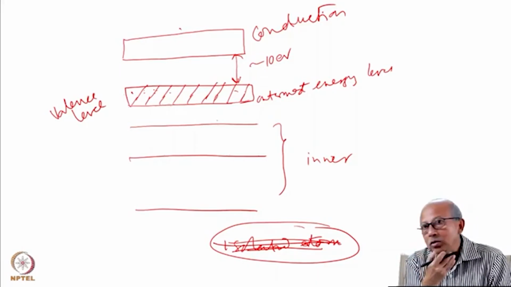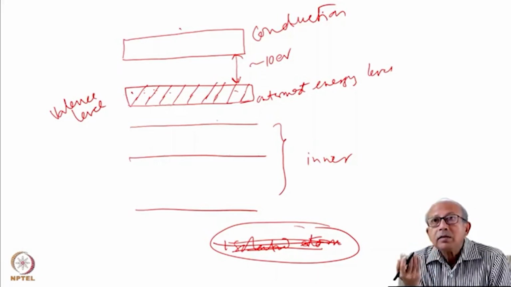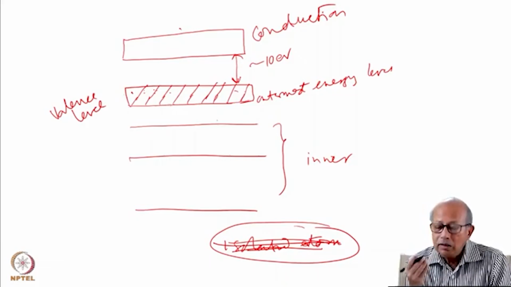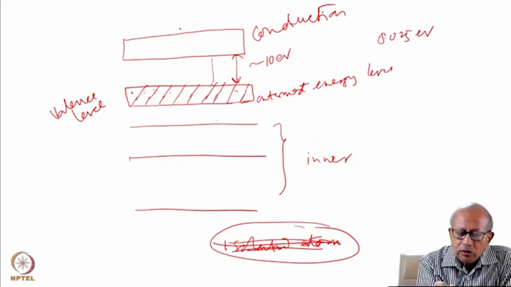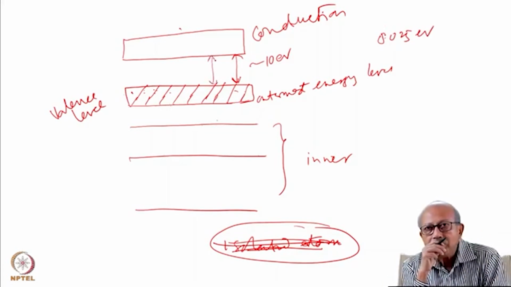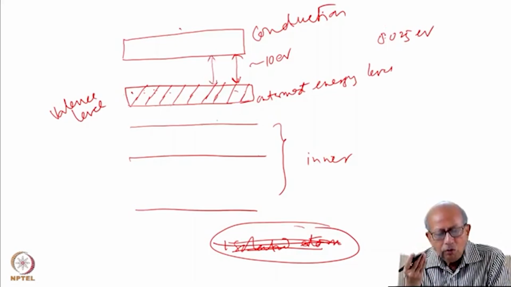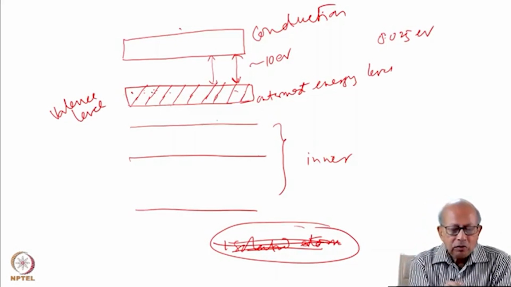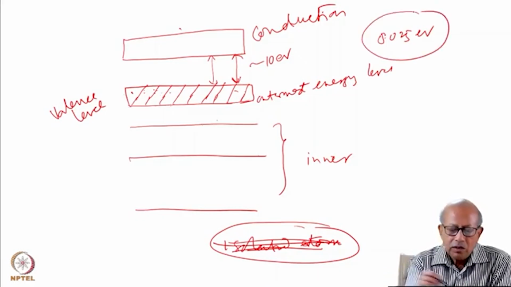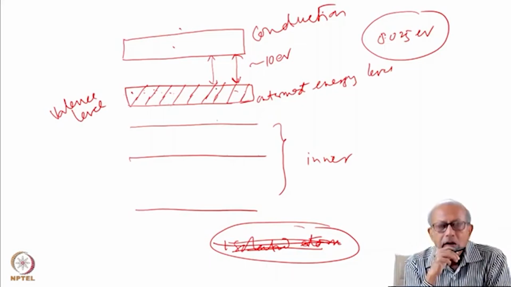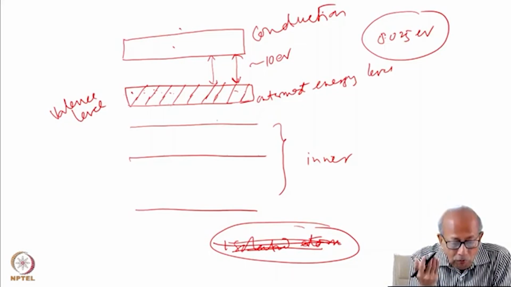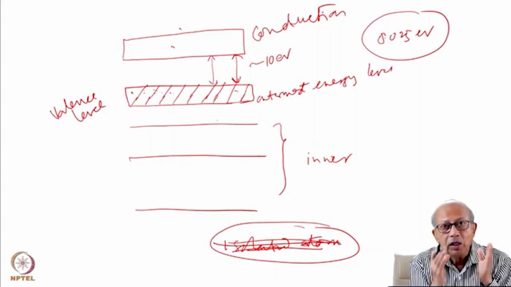Now, the thermal energy, which is omnipresent, say at room temperature, ambient condition, is about 0.025 electron volts, which is much too little compared to this forbidden energy gap. And therefore, with the thermal energy that the electron can have, it cannot make a transition from the valence to the conduction band. And that is why it is an insulator.